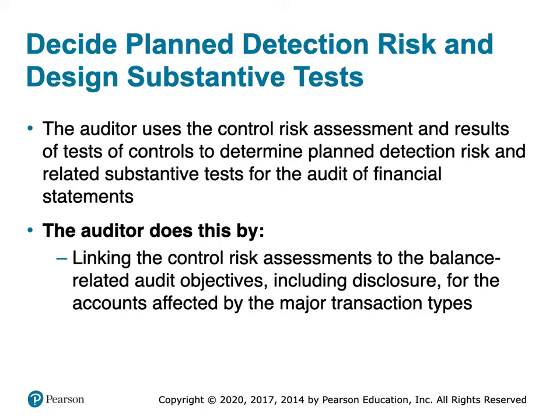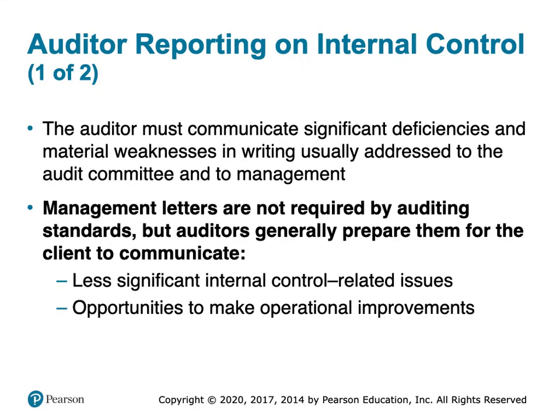So then you decide your planned detection risk after you've done your test work, and the risk assessment you'll review and make sure that the control risk assessment that you outline really is supported by your tests of controls. So the auditor is required to report on internal control to the audit committee, the board of directors, management, whoever is appropriate given the structure of the company. They must communicate significant deficiencies and material weaknesses in writing to the audit committee and management.